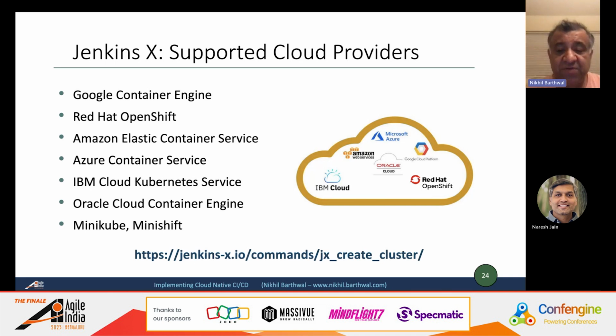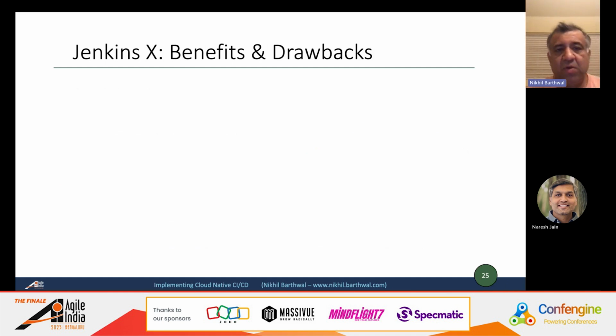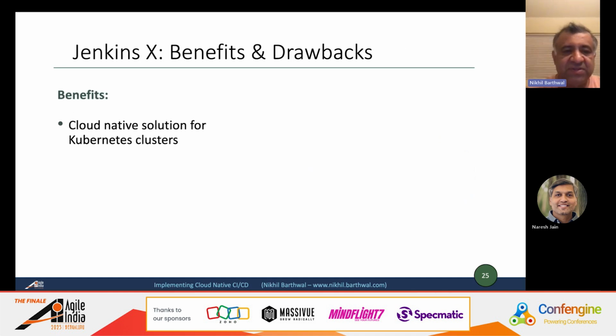So that's the website for Jenkins X. They have basically a web UI, which is, frankly, quite horrible in my opinion. And they have a command line tool, and you can do all these things like create cluster, etc. What are the benefits and drawbacks of Jenkins X? Okay, so benefits. It's a cloud native solution for Kubernetes clusters, or for that matter, cloud native technologies in general, because it was designed ground up to be for cloud native.